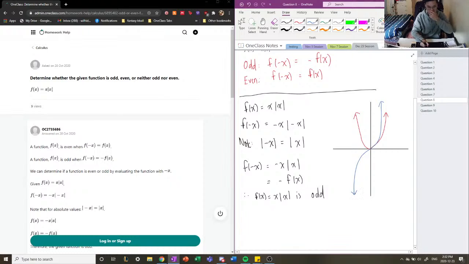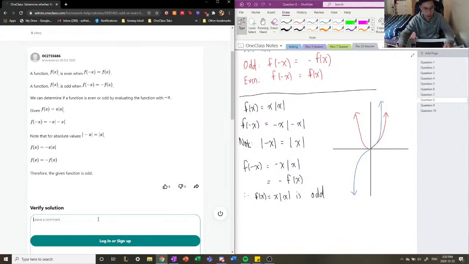where f of negative x is also just negative f of x. So we just reflect it across the x-axis. These are good examples of odd or even functions, and they're symmetrical in their shape. And we now know that x times the absolute value of x is also an odd function. So the solution is correct.